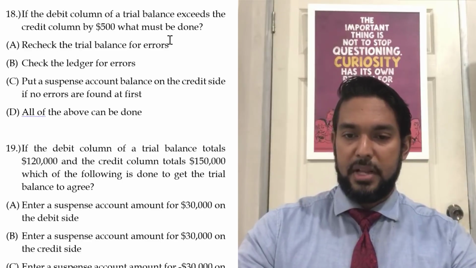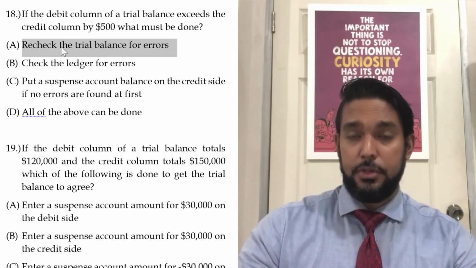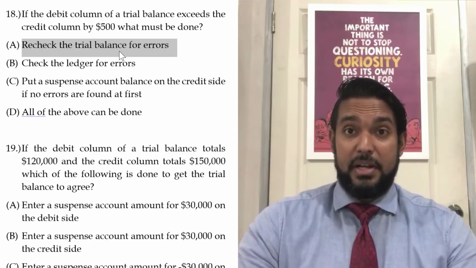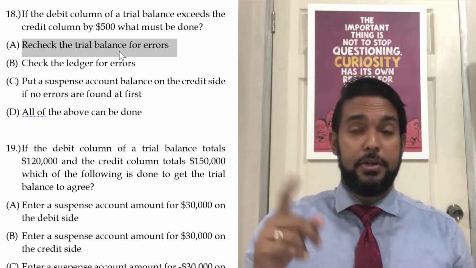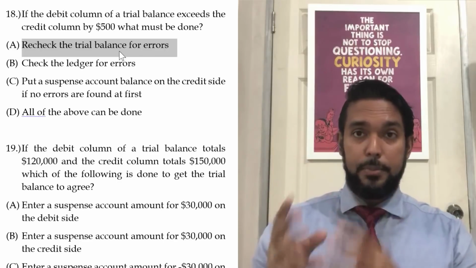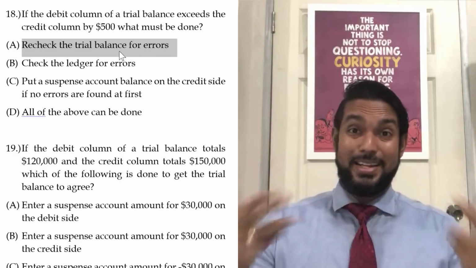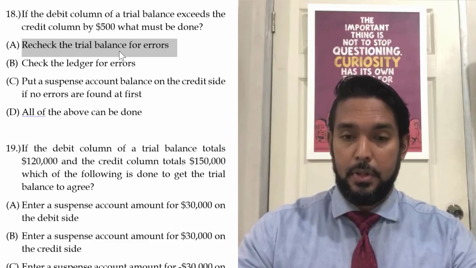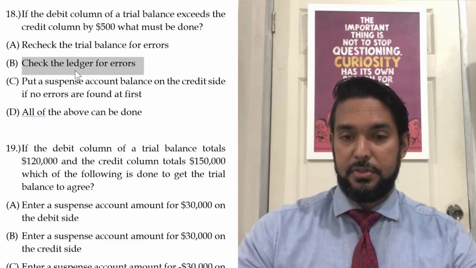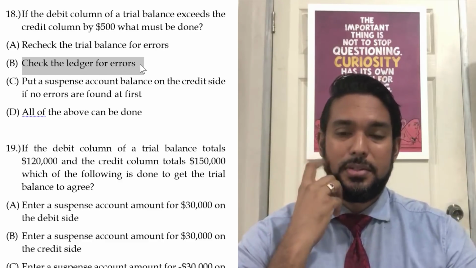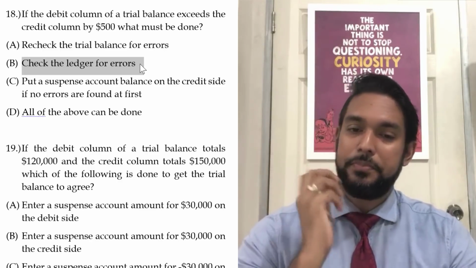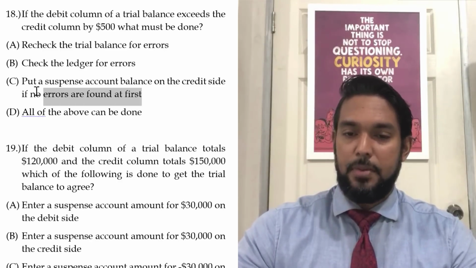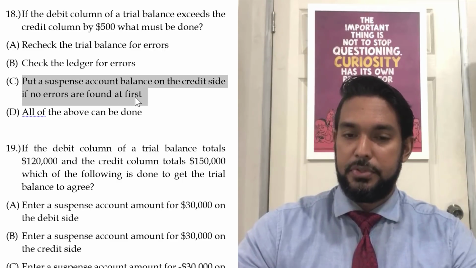Recheck the trial balance for errors. Actually, yeah, you should recheck your trial balance for errors. That might actually solve your problem. Sometimes it might just be something as simple as you put the wrong figure on the wrong side, or you put the wrong dollar amount in the correct column, or you just added incorrectly. Simple as that. Check the ledger for errors. Well, you would do this after you do your suspense account. Put a suspense account balance on the credit side if no errors are found at first. You definitely do that.